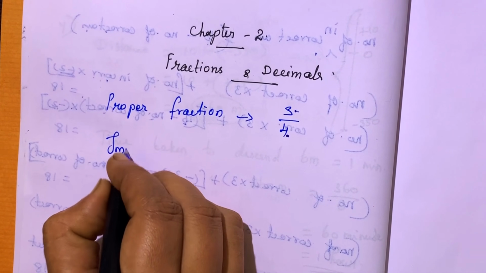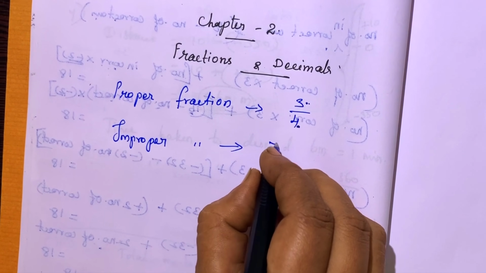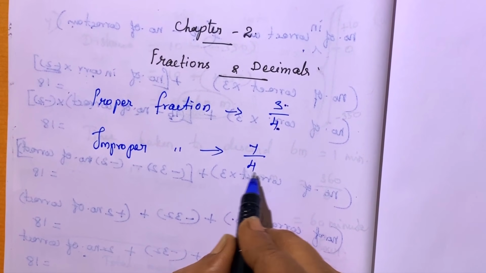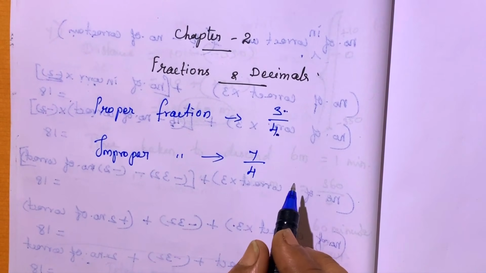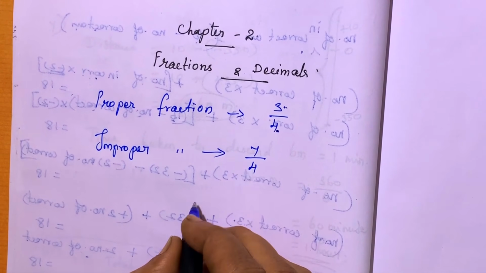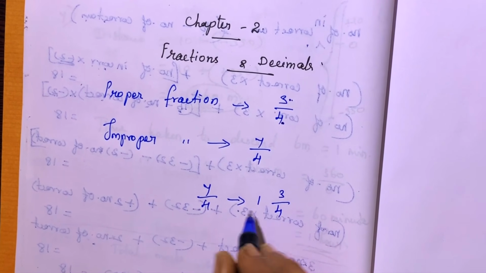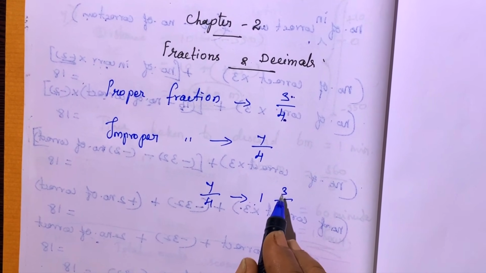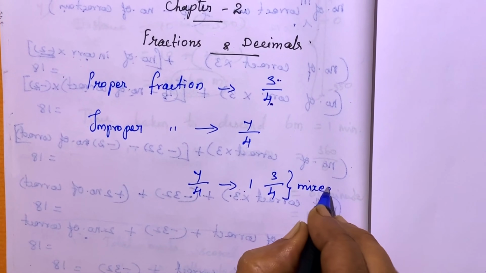Improper fraction. So I will take 7 by 4. Here the numerator is bigger than the denominator for an improper fraction. Always an improper fraction you can convert to a mixed fraction also. Conversion you know very well. So mixed fraction means this 7 by 4 I can write as 1 3 by 4. So one whole number is also there and a fraction. Whole number plus a proper fraction together we will say is a mixed fraction.